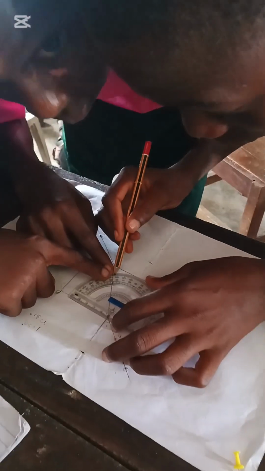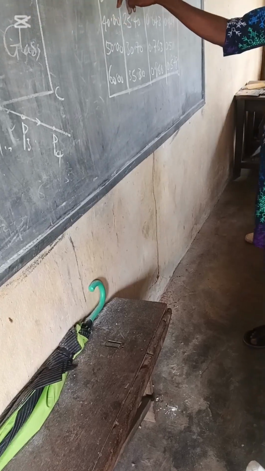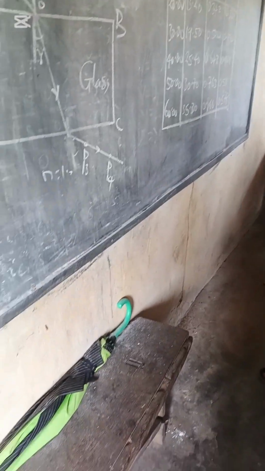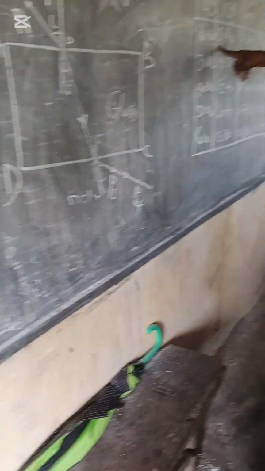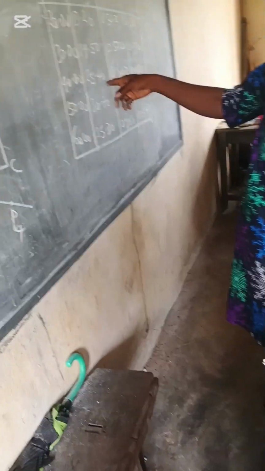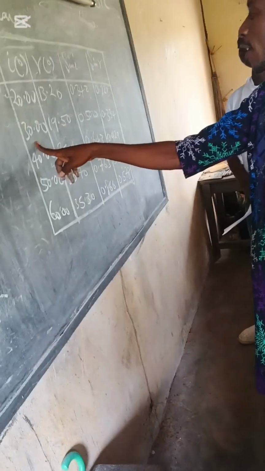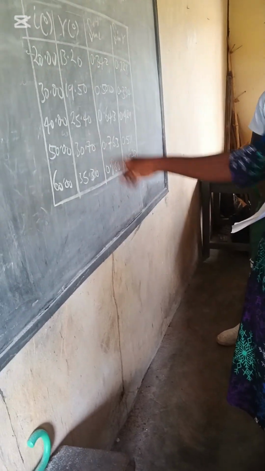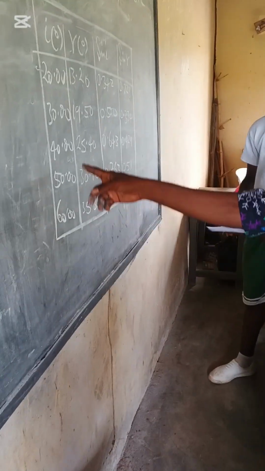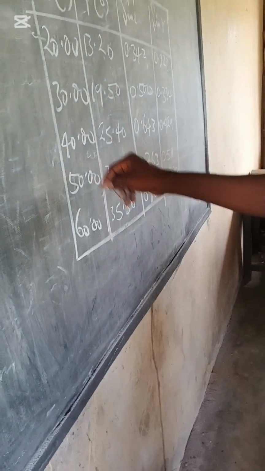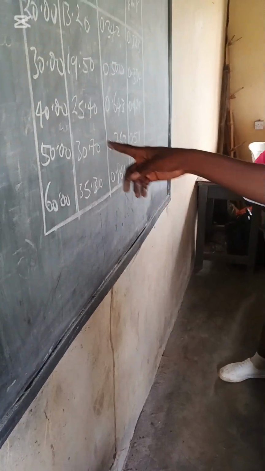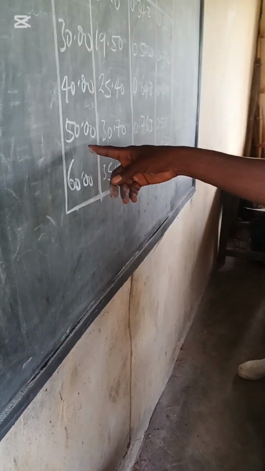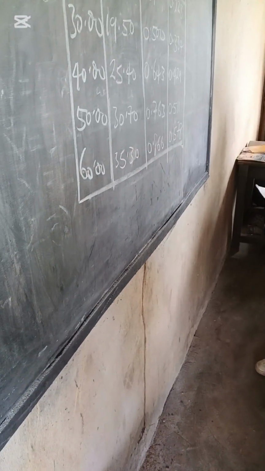The angle of incidence is 20. Your angle of refraction is, I think, 13.2. And when your angle of incidence is 30, you got 19.5. And when this one is 40, you got 25.4. And 50, you got 30 point this.